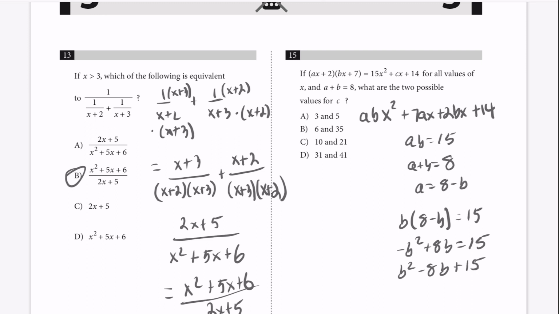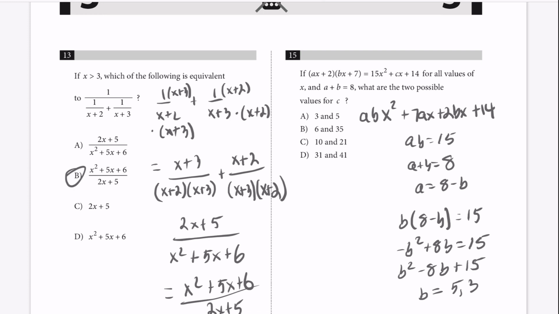In this case, b can be equal to, let's see, it would be 5 and 3. Yeah, 5 and 3. So when b is 5, a would be 3, and when a is 5, b would be 3. So let's just go ahead and try one of them by plugging it into our equations here.